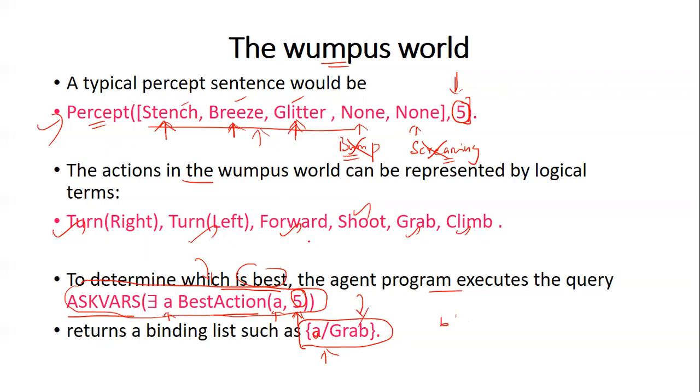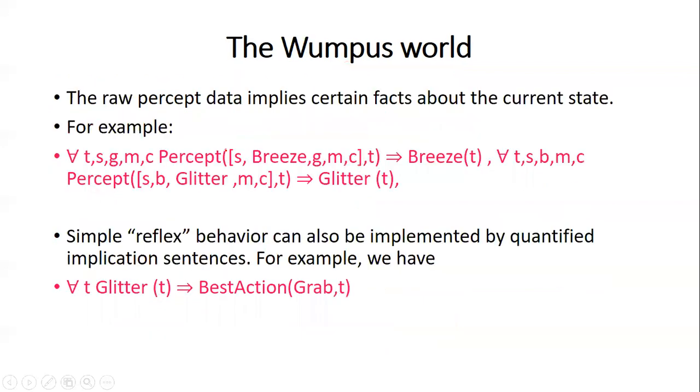Grab what? Grab the gold. Because even though it is sensing stench, breeze, and glitter, our priority is glitter, right? So if glitter is there, it means gold is there. So take it.